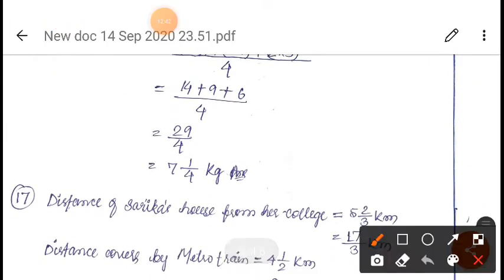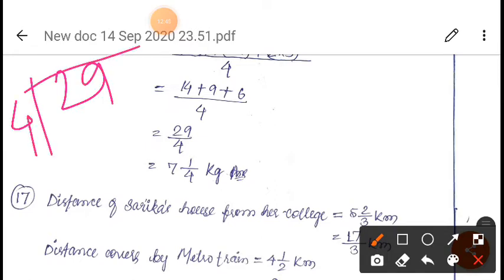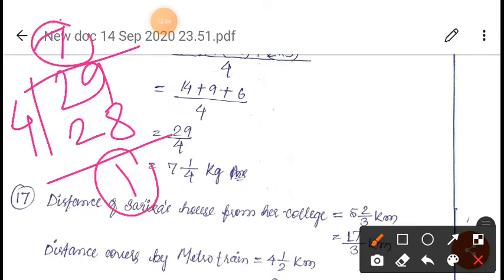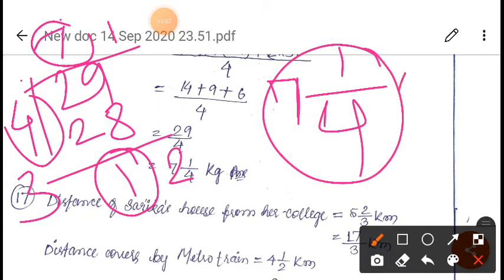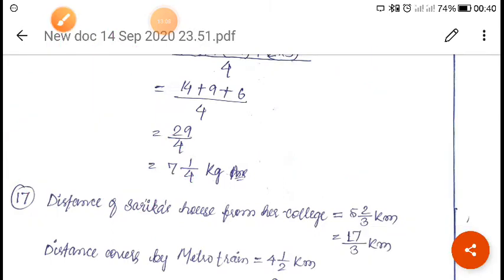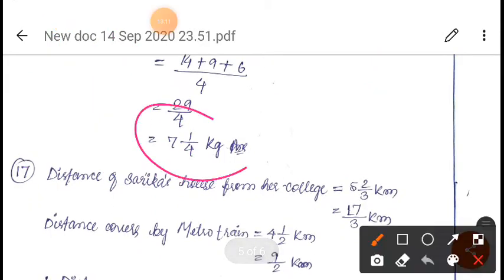When you divide 29 by 4, 4 sevens are 28, right? We will get 1 remaining. So how do we write it? First the quotient, then the remainder, then the divisor. First is 7, second is 1, and the third is 4. So it is 7 1 by 4 kg. I hope you have understood this, as you can see here.